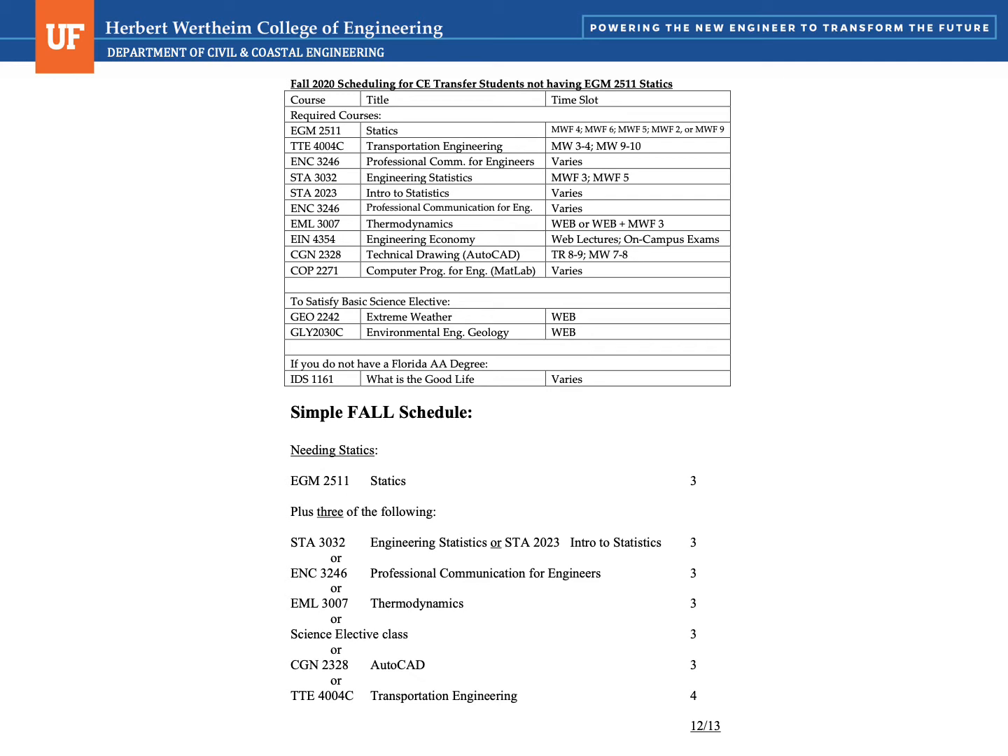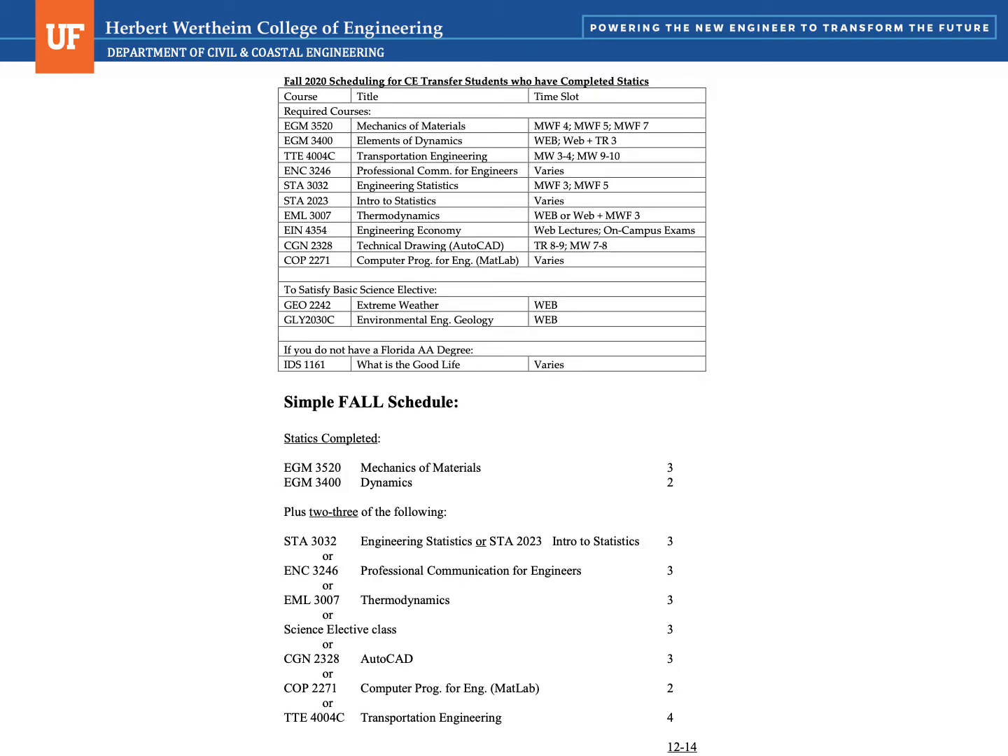To see a simple fall schedule, the bottom half of the page, you can see that you would take statics and then choose 3 additional classes from the chart to have around 12 or 13 credit hours during your first semester.